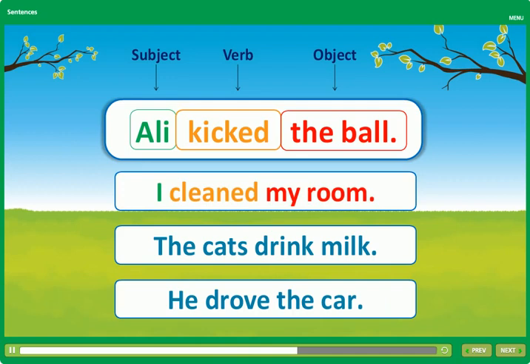What is the subject of the second sentence? That is, what are we talking about in this sentence? We are talking about the cats. The subject of this sentence is he. What did he do? Drove. What did he drive? The car. He drove the car.